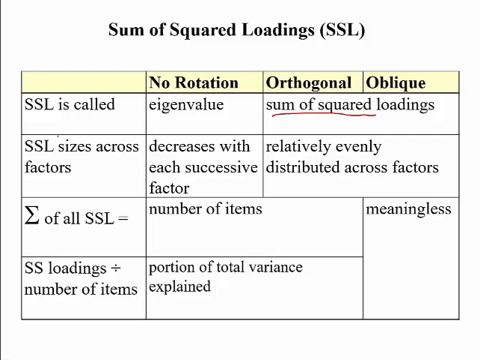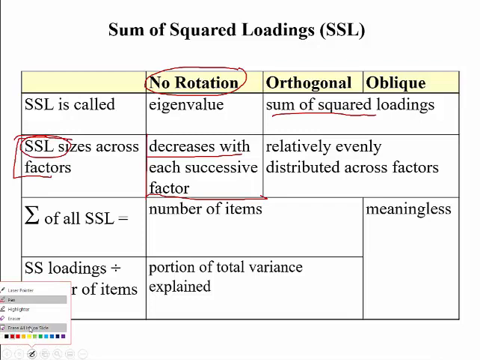Now, what about the issue of how the size of those sum of squared loadings changes across factors? We saw that when I did no rotation, each successive factor explained less variance. The eigenvalue got smaller and smaller with each successive factor. Each successive factor explained less variance in all the x variables, in all my items. So the size of my sum of squared loadings decreased with each successive factor. And that was true when I did no rotation.